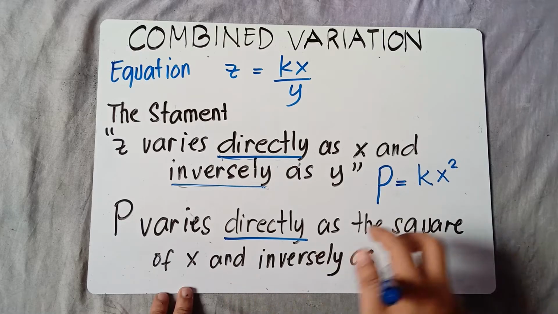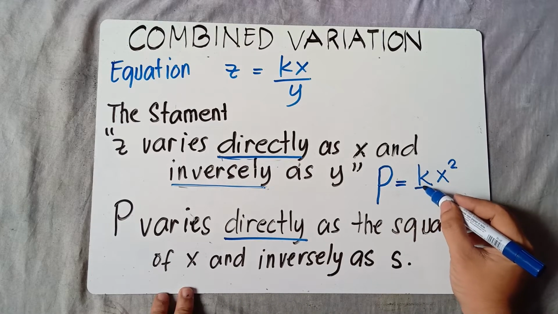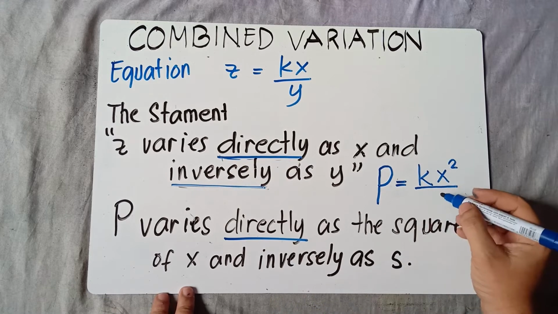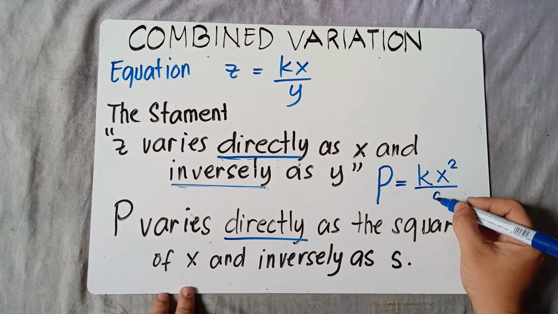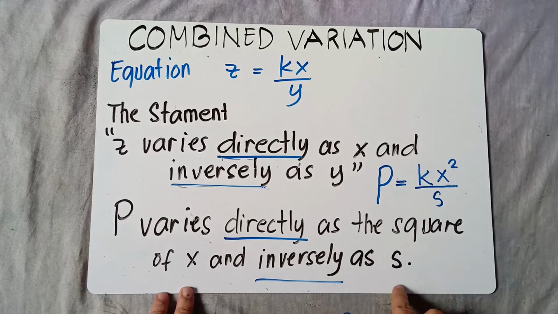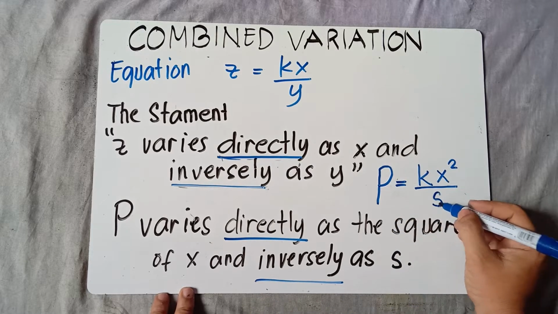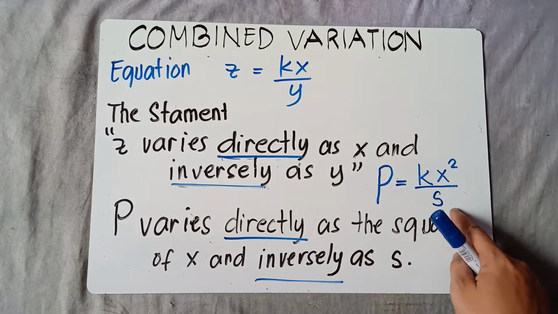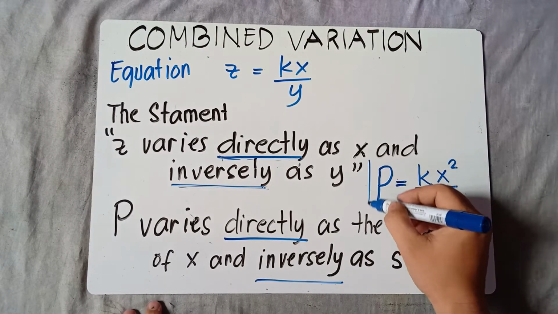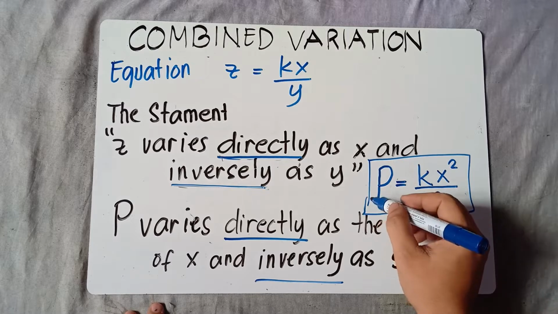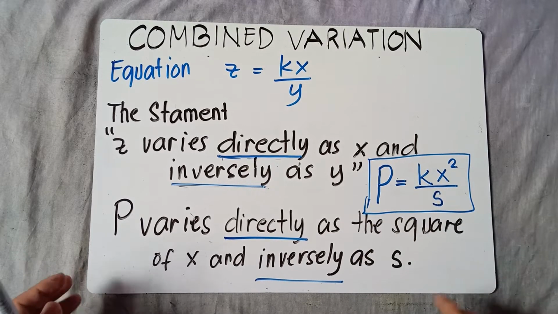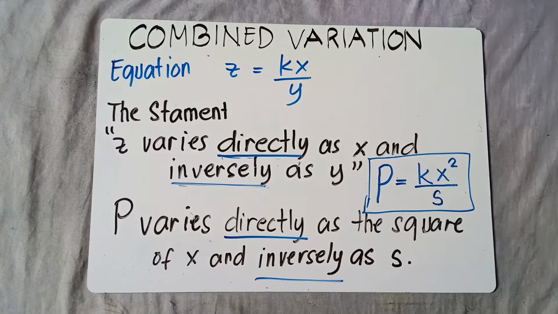And inversely means there's something to do with division. And inversely as s, so divided by s. Inversely, the variables must be on the denominator. So this is P varies directly as the square of x and inversely as s. That's how you translate the statement into a mathematical sentence. To further understand this, let's try some questions on combined variation.